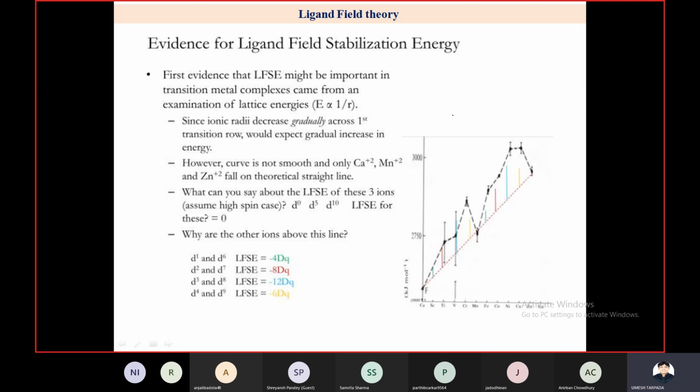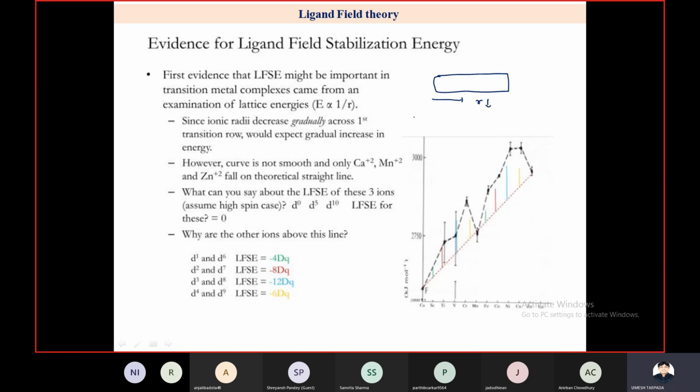One more evidence is there for ligand field stabilization energy. The first evidence that such energy might be important in transition metal complexes comes from examination of lattice energy. Lattice energy is inversely proportional to radius, ionic radii especially. So when ionic radii decrease across the first transition row, what happens? If you go along the row, the radius decreases. As a result, what happens? Increase in energy.